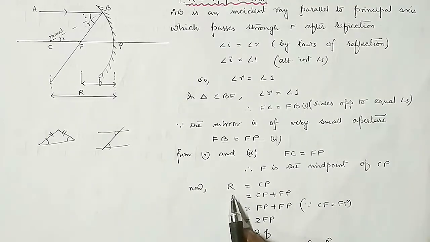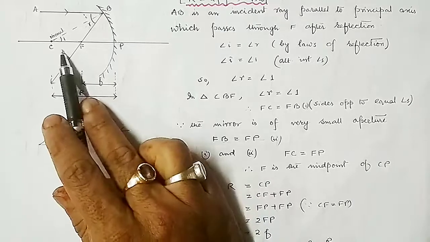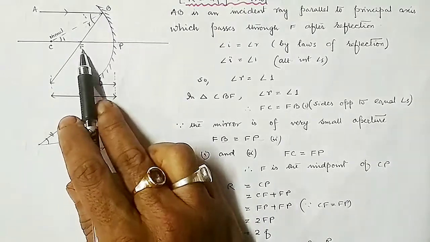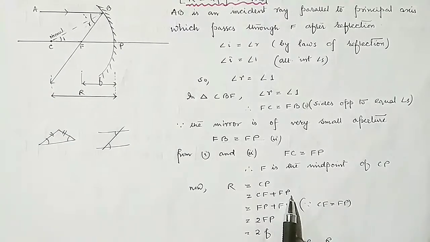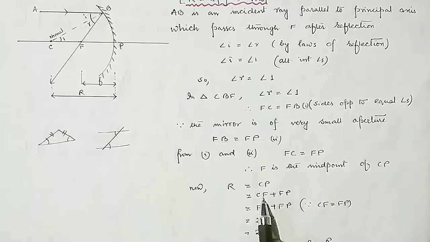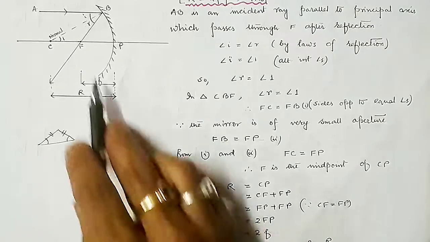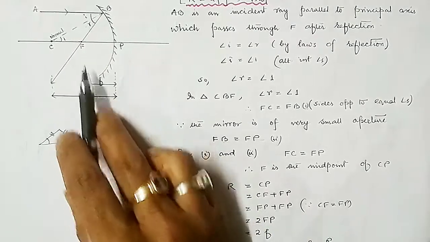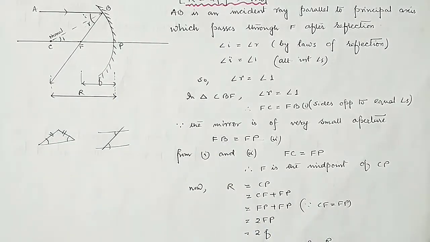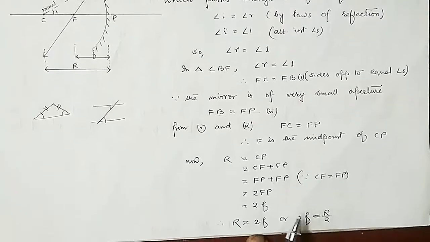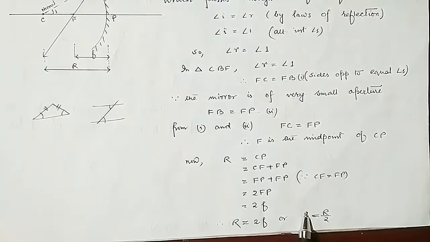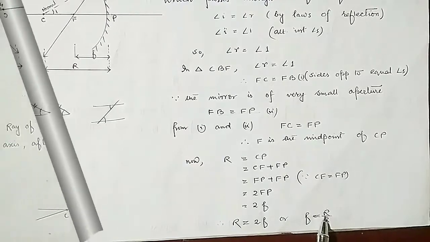Now radius of curvature, written as capital R, is equal to CP. Now CP can be written as CF plus FP. CF and FP both are equal, so we can write FP plus FP, so twice FP, and FP is nothing but focal length, so we can write twice of F. That means R equals 2F, or F equals R by 2. That means focal length is half of radius of curvature.